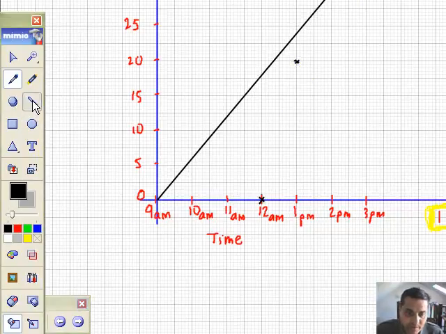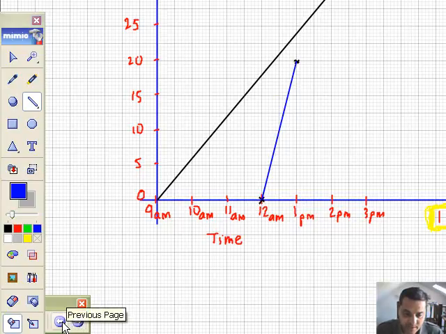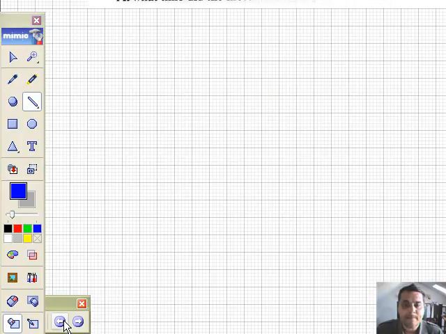So I'm now going to draw that person's graph. I'm going to do it in blue. So from here to here, our cyclist did 20 kilometers per hour, and that's the hour in which he or she did the cycling. Let's just check the time.